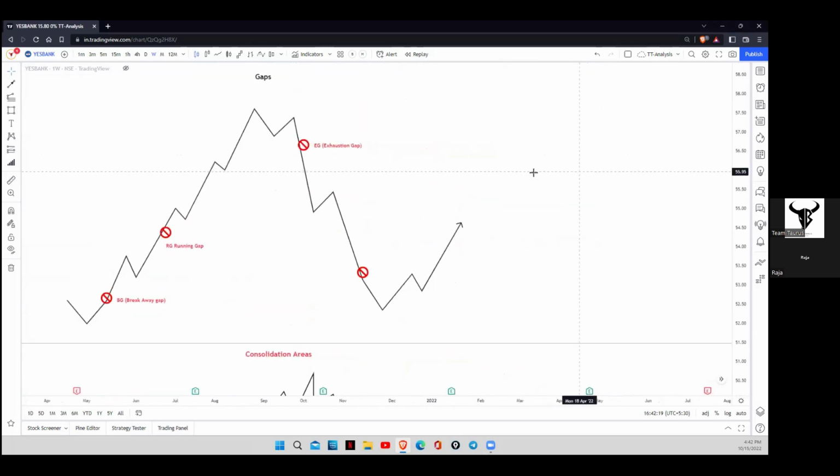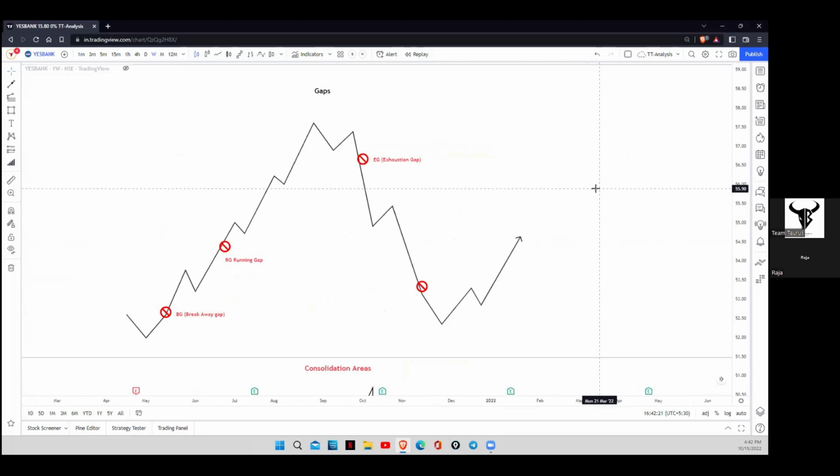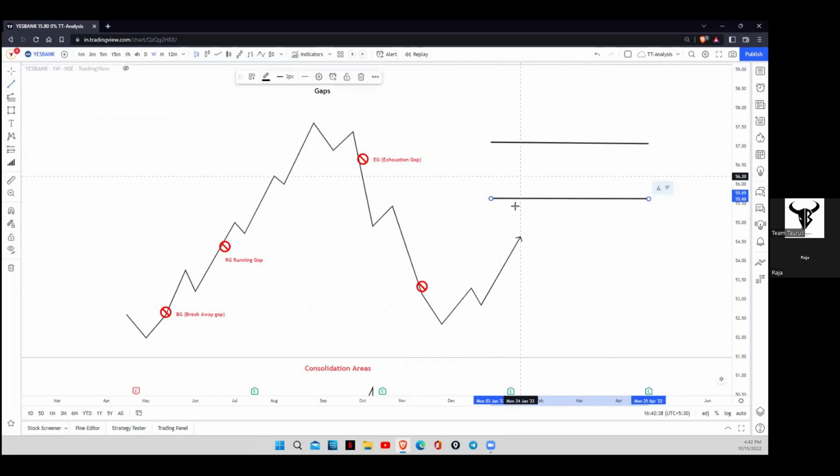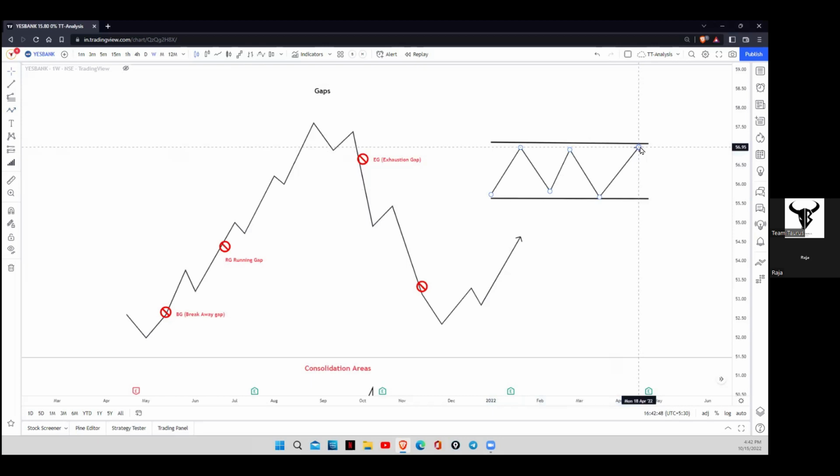Number two is gaps. The gap theory is a little bit complicated. So let me tell you something. I need to draw something here so that you can understand. Let's say that the market is ranging between these two lines. It is ranging like this. Okay. So at this level, this is that range.